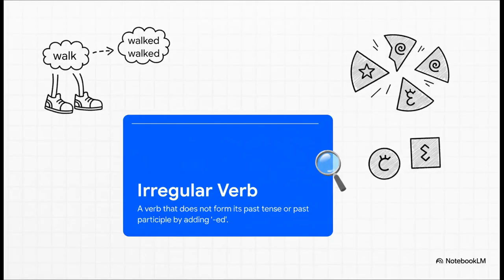Okay, let's start with the absolute basics. Most verbs in English are regular. That just means you add -ed to make them past tense, right? Walk becomes walked. Easy. But an irregular verb? Oh, it's a rule breaker. It completely ignores that rule and transforms in its own special way.